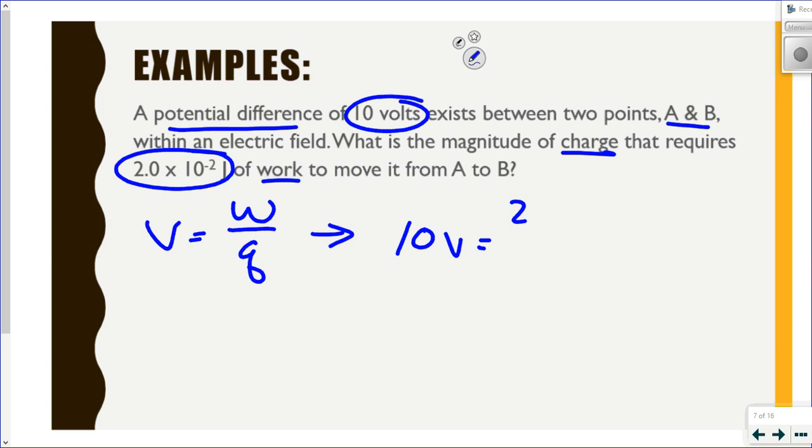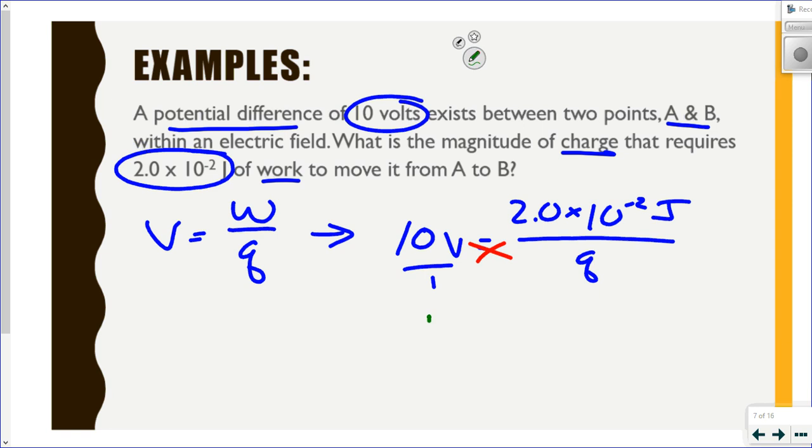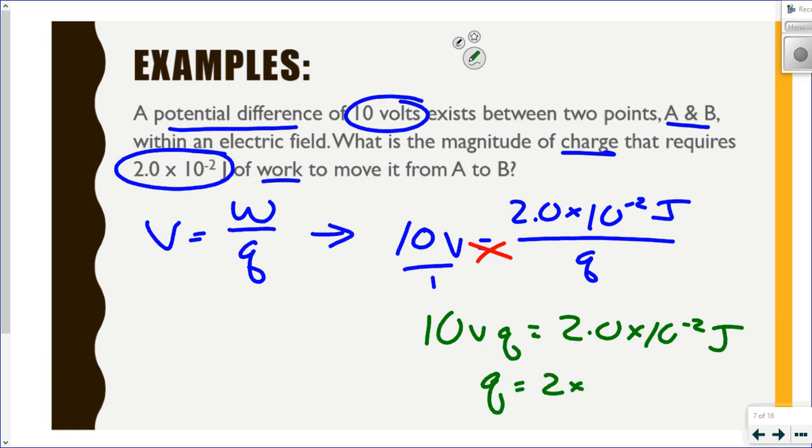I know the work's 2.0 times 10 to the negative 2 joules, and I'm looking for the Q. You want to do a little cross multiplication, that's not going to solve for this. Multiply each side. You end up getting 10 V times Q equals 2.0 times 10 to the negative 2 joules. And if you put this in your calculator, you get Q equals 2 times 10 to the negative 3 coulombs.